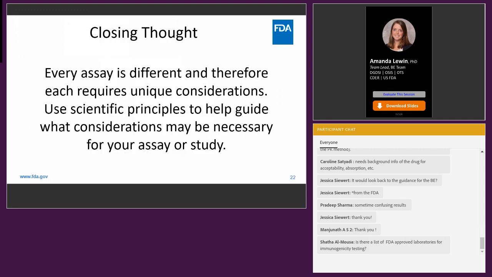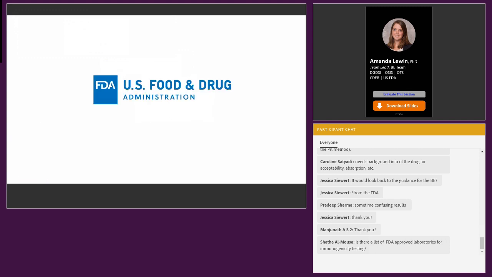To finish up, just a quick closing thought. Every assay is different, therefore each requires unique considerations, and you should use scientific principles to help guide what considerations may or may not be necessary for your assay or study.